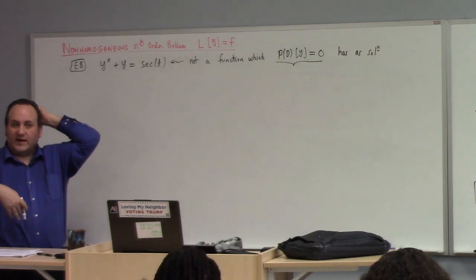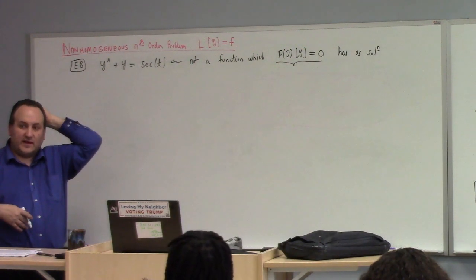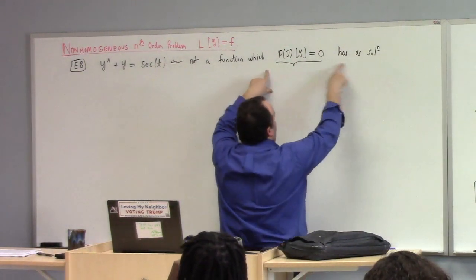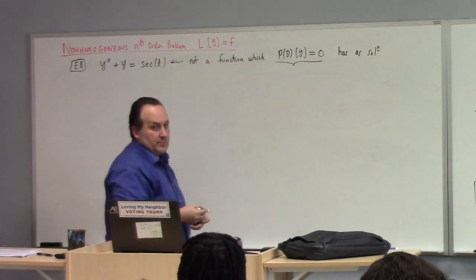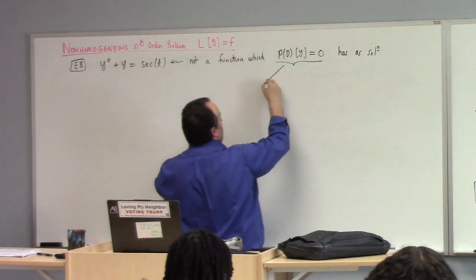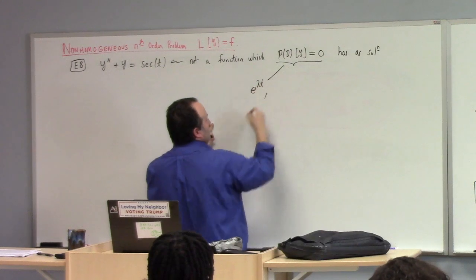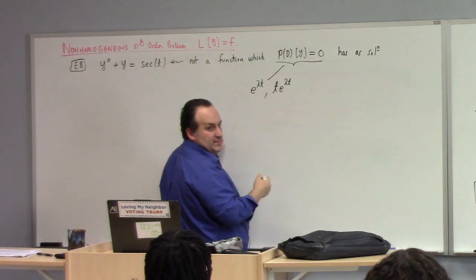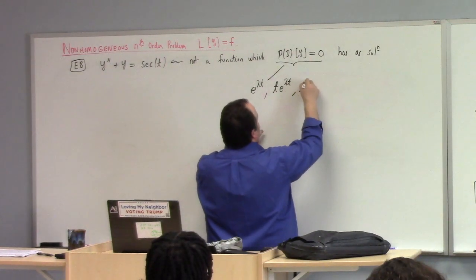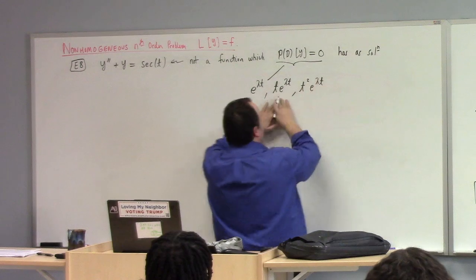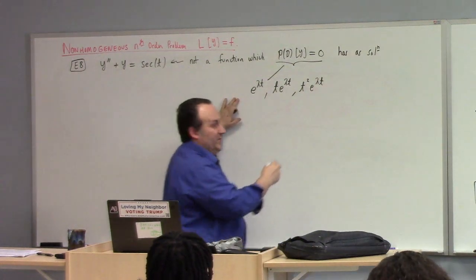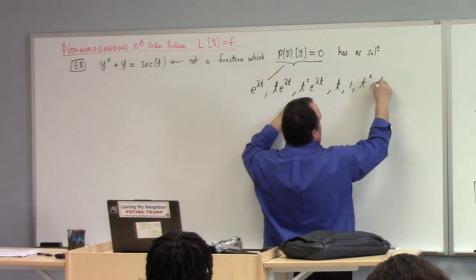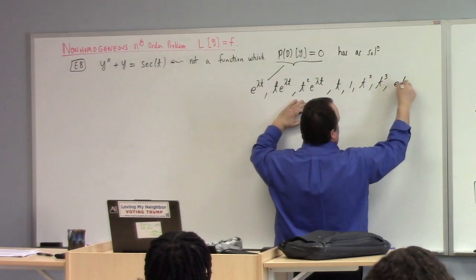You guys tell me, what kind of functions appear as solutions to the constant coefficient problem? Do you remember what does appear as a solution? I'll start us out. e to the lambda t, t e to the lambda t, t squared e to the lambda t. We could be here all day. These kinds of things. How about 1, t, t squared, t cubed, etc.?